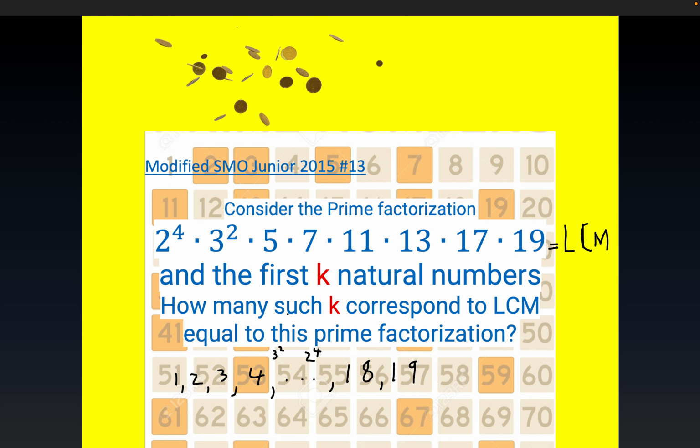And you can visualize 15. 5 would be the next one, so we have a 5. There would be another multiple of 5, 10. There would be another multiple of 5, 15, but no powers of 5. So that's why it's just 5. And similar arguments for 7, 11, 13, 17, and 19.